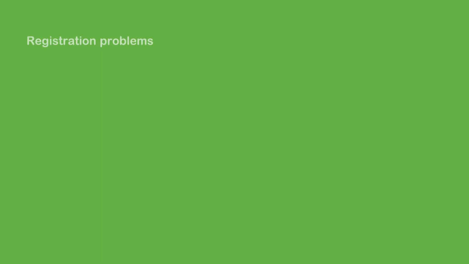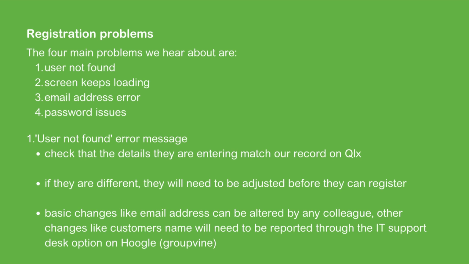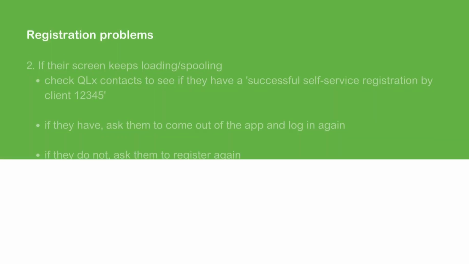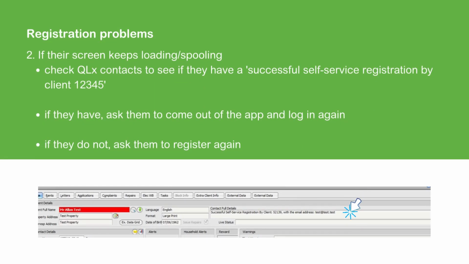There are 4 main problems we hear about with the registration process: user not found, screen keeps loading, email address error, and password issues. User not found error messages check that the details the customer is entering match our records in QLX. If they are different, they will need to be adjusted before they can continue. Basic changes such as email address can be altered by any colleague. For other changes, such as customer's name, you will need to report it through the IT support desk option on Google.